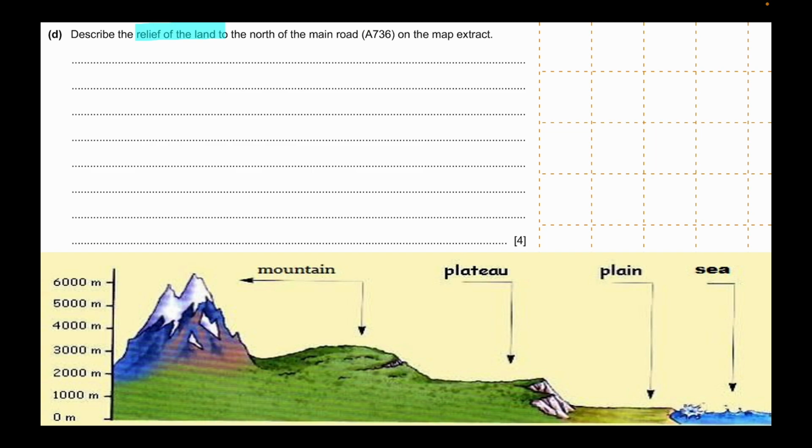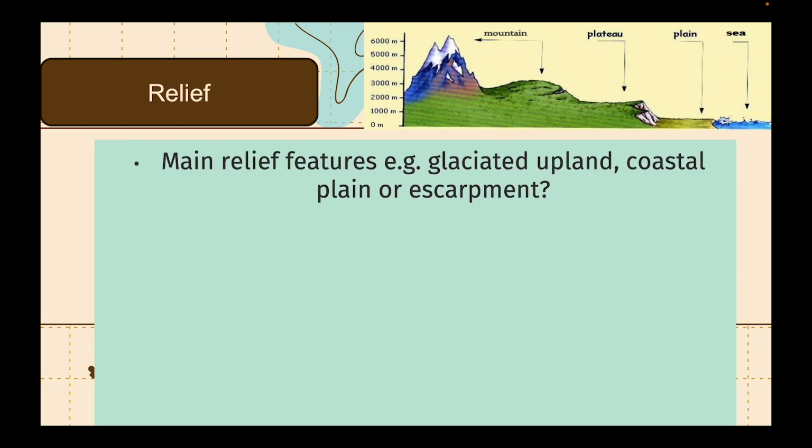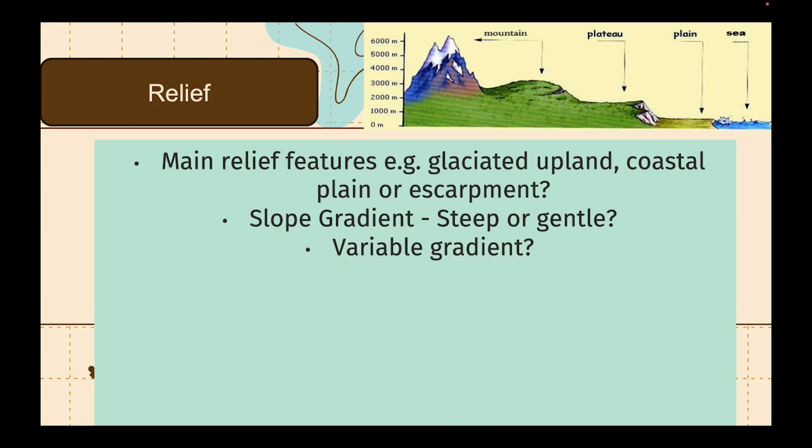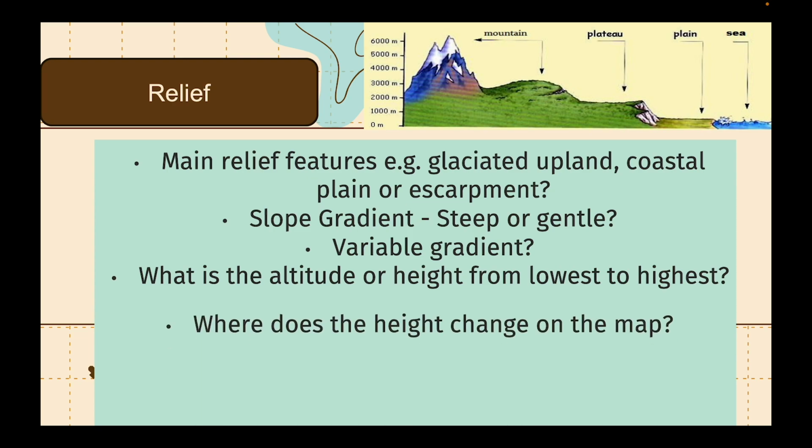Okay, moving on to the relief. So describe the relief of the land to the north of the main road, the A736 on the map extract. So again, what characteristics do we look for when describing the relief? The main relief features, usually it would be either a glaciated upland area, coastal plain, or an escarpment. Of course, the gradient, steep or gentle, does it vary at all? What's the altitude or the relief? Again, finding the range, so we're looking for the lowest to the highest points here.